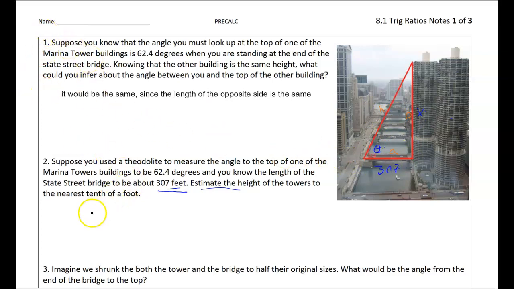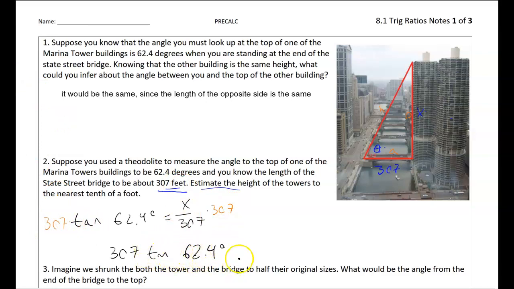So my equation is going to be, if I have opposite and adjacent as the relationship I'm using, I'm going to say tangent of my angle is equal to opposite, which is x, over 307. And then I can solve it. This is just a number, 307. If I multiply times that on both sides, I get 307 times tangent of 62.4 degrees is equal to x.